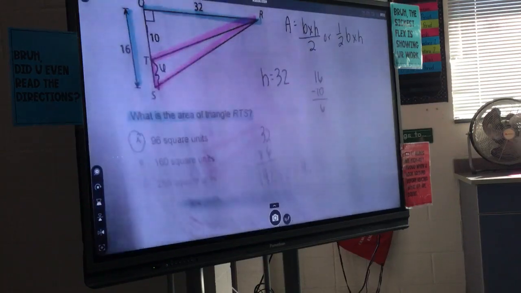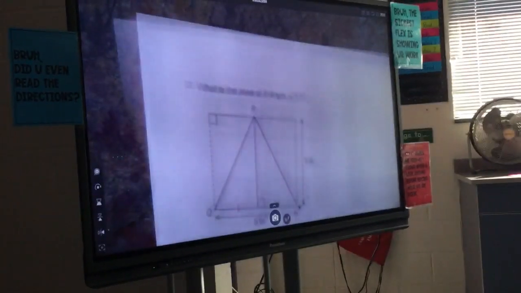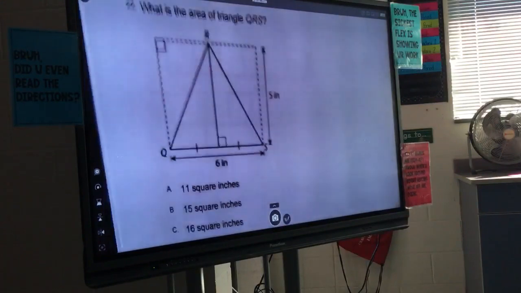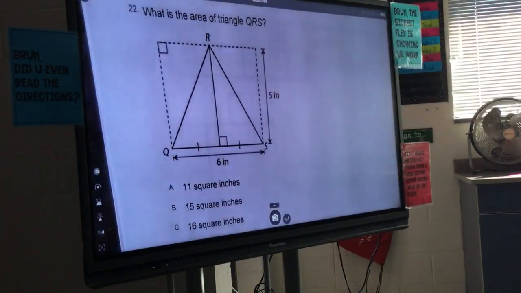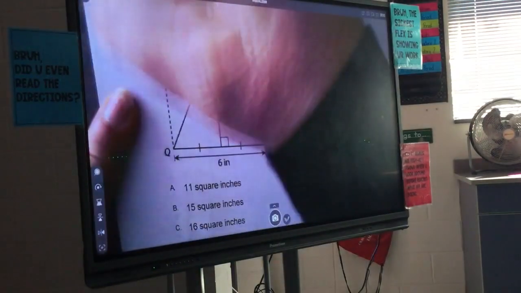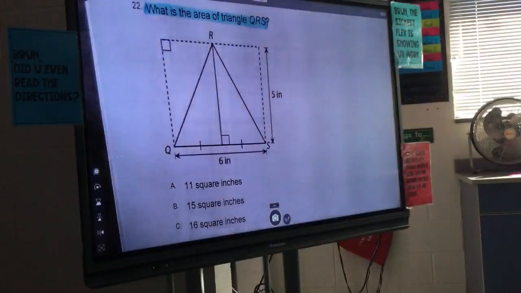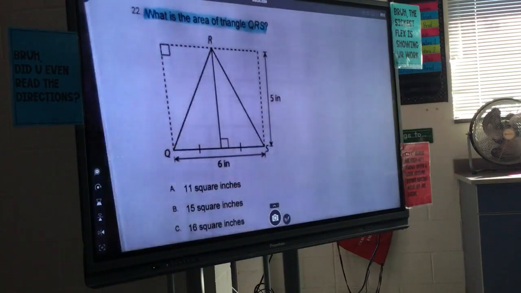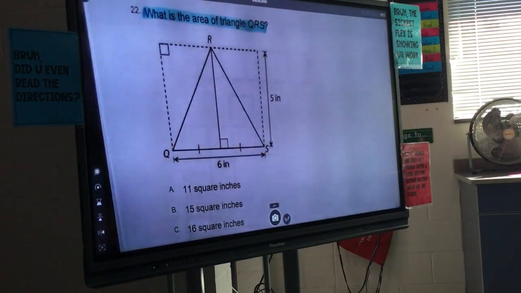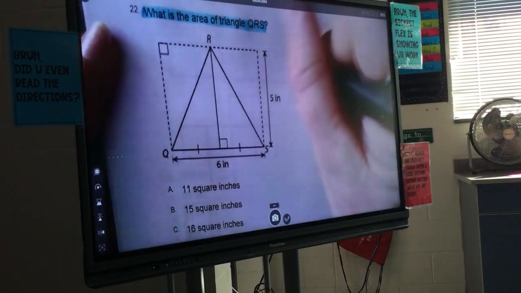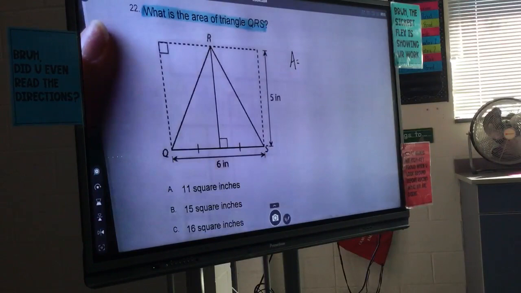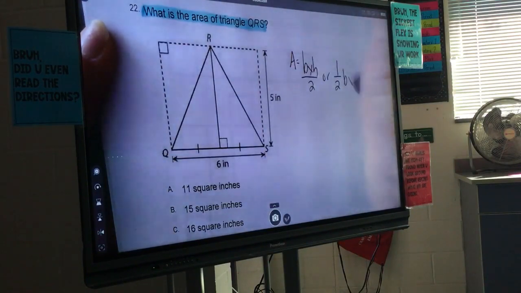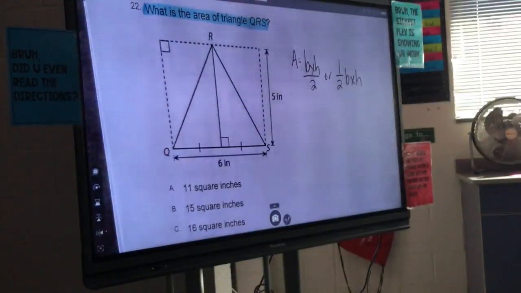All right. Real quick, let's go over number 22. Okay, so everybody go to 22. So this one says, what is the area of triangle QRS? All right, so what formula are we using to find the area of a triangle? Colton? Area equals base times height divided by 2, or half times base times height. Okay, so you're picking those two.